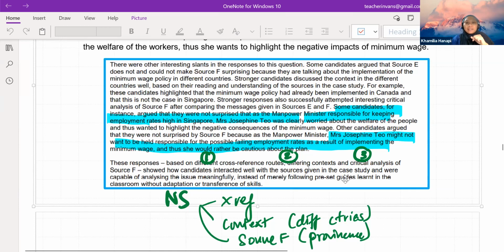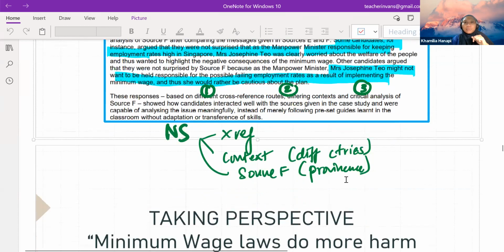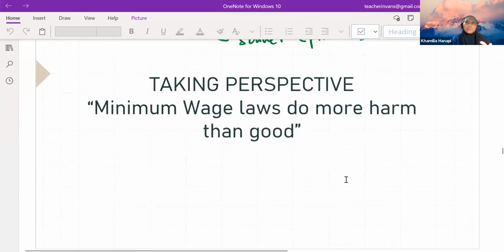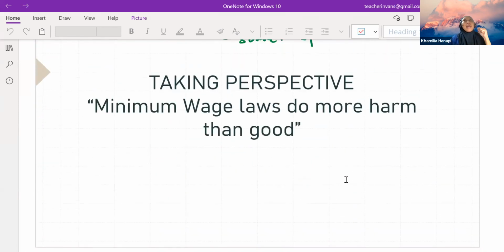All right. Now, moving on, we take a look at taking perspective. And taking perspective, again, always unpack, always unpack, always unpack. That means as you are reading all the sources, at the back of your mind, unpack, unpack, unpack. Minimum wage laws do more harm than good. And it is very, very obvious that it does. The only trend that I've seen, and we've talked about it when we did the N-level paper last week, is that there could be sources that will say yes, and there'll be sources that say no.